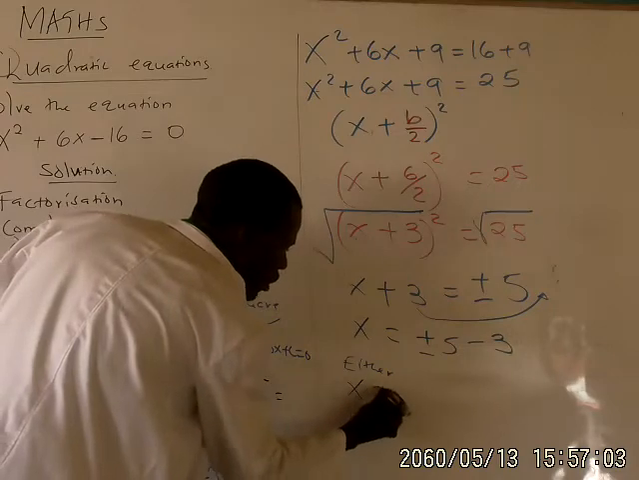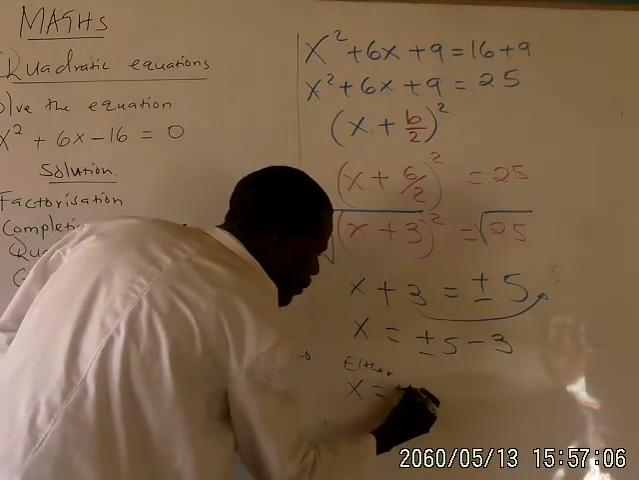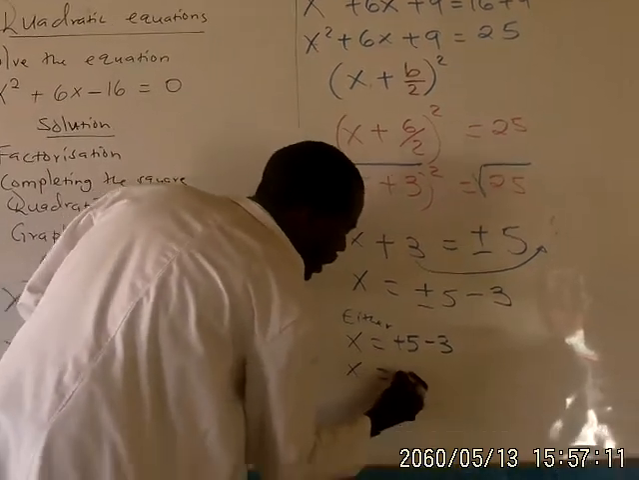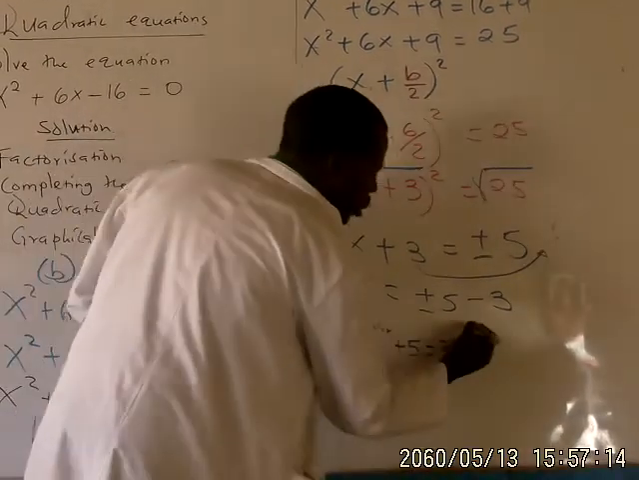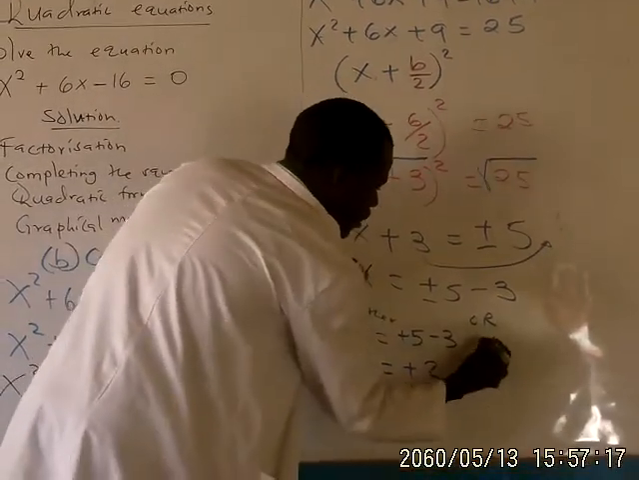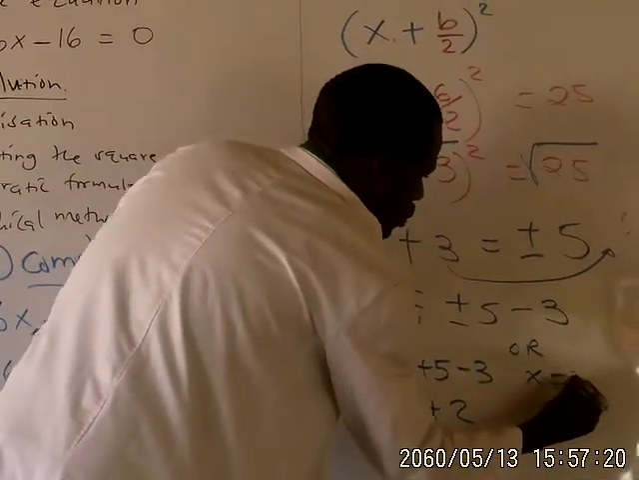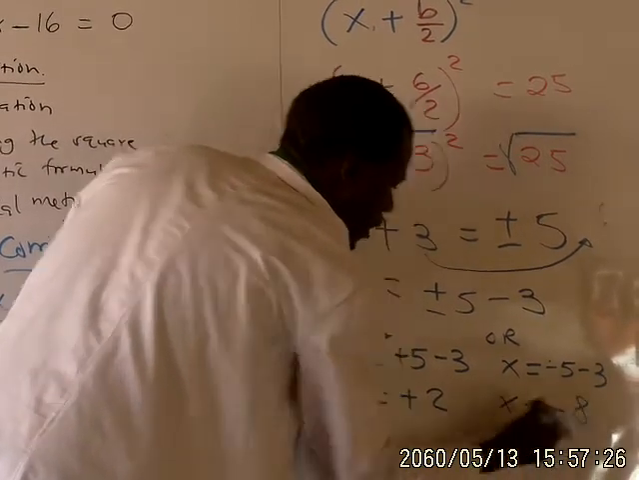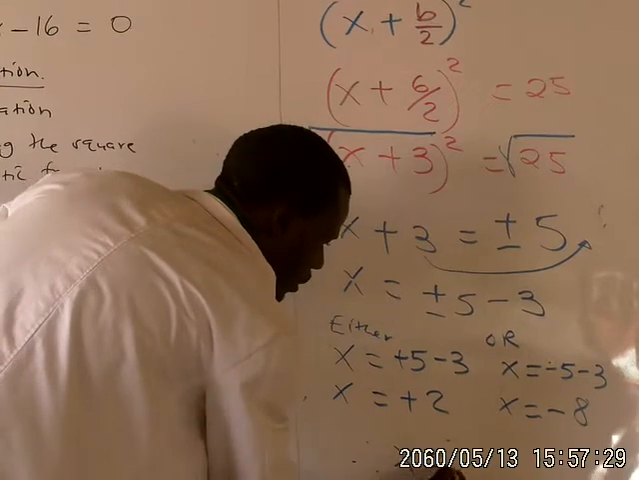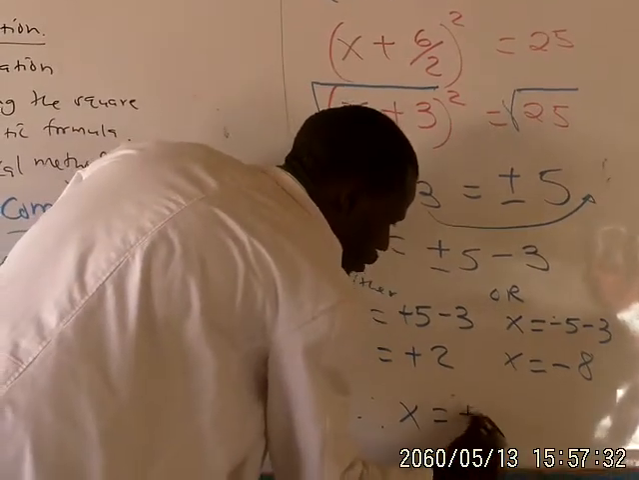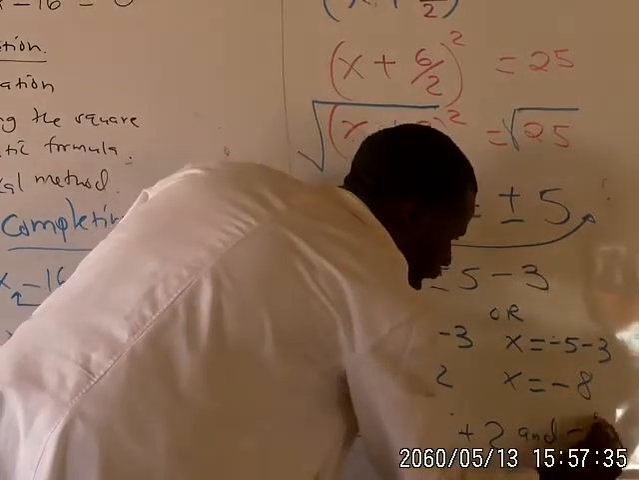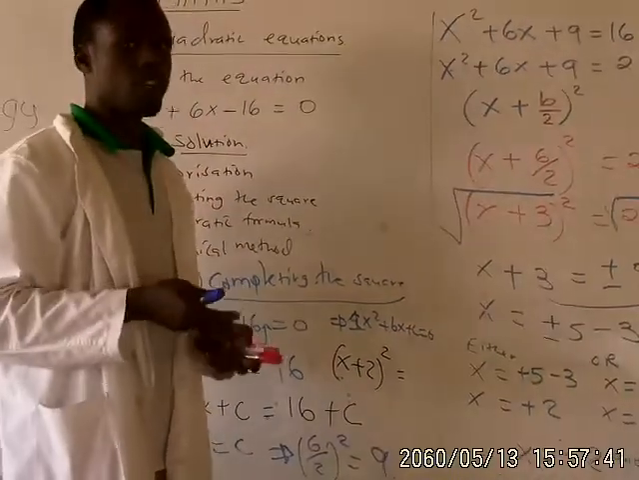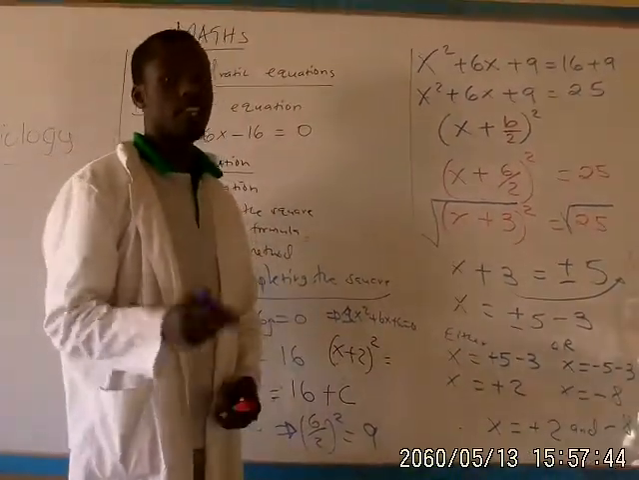We have x equals plus 5 minus 3, which gives the answers. x equals what? Positive 2. Or I have x equals minus 5 minus 3, which is x equals negative 8. And therefore, my values of x are positive 2 and negative 8, which are the same as the ones that I got in the factorization method. And therefore, that is giving me the same answer.